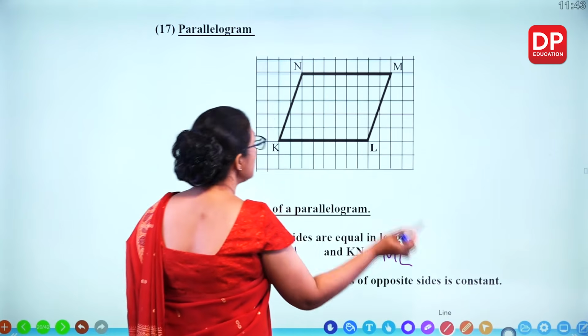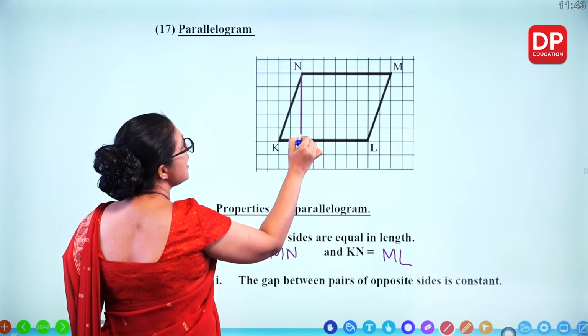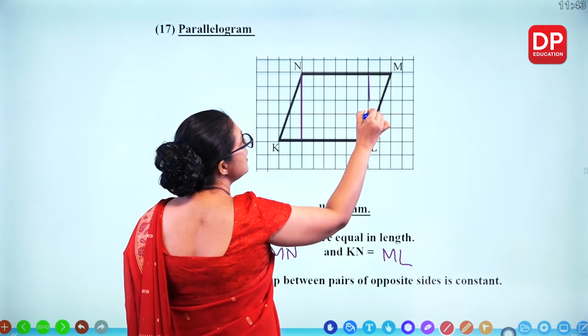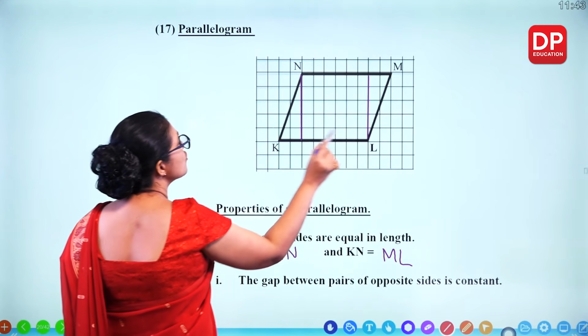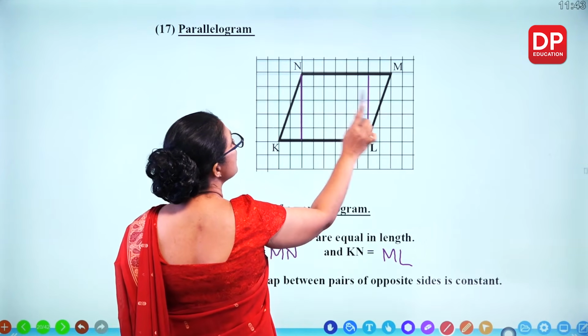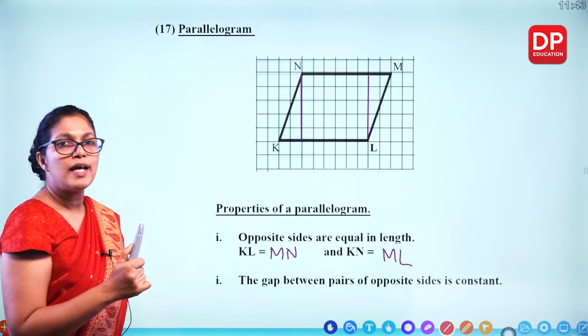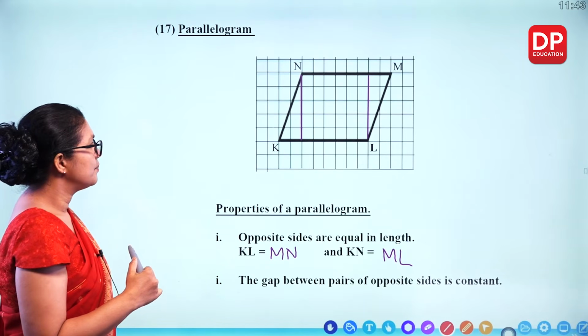So what does the gap mean? Here to here. Take any two points, the gap here is equal. Here also, when you draw perpendicular lines, you get that they are equal.